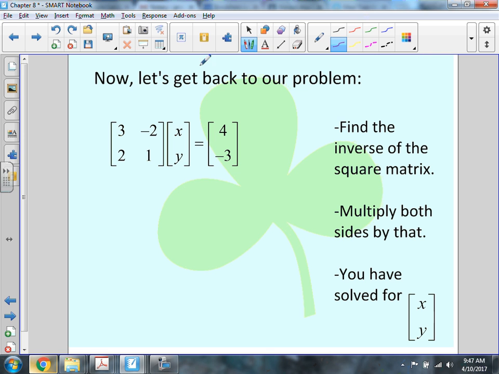The way you solve these, first you find the inverse of the square matrix. So I'm going to label A, X, B. X is always the variable matrix. Find the inverse of the square matrix. So A inverse is 1 over the determinant. Let's find the determinant. The determinant is going to be 3 minus negative 4.